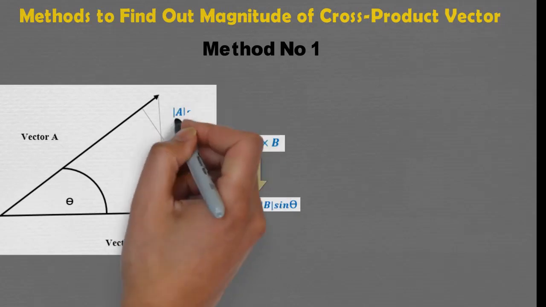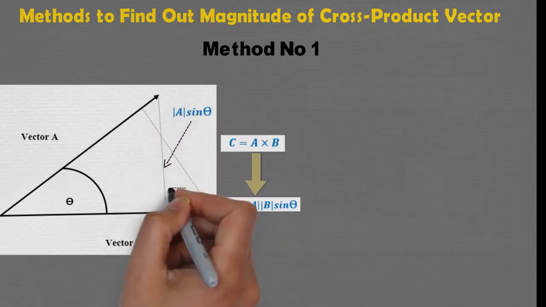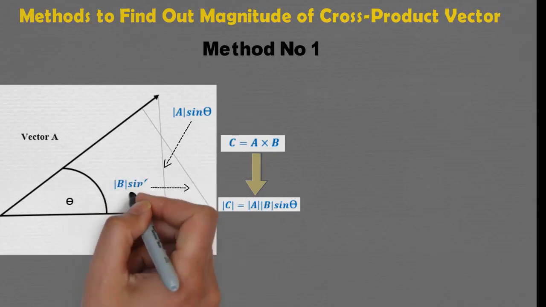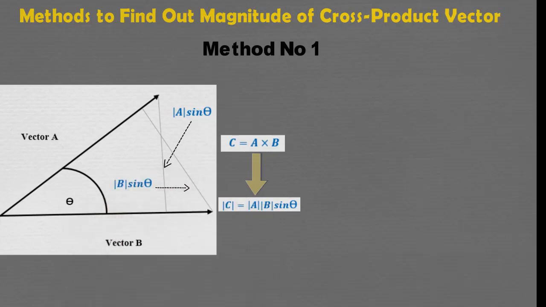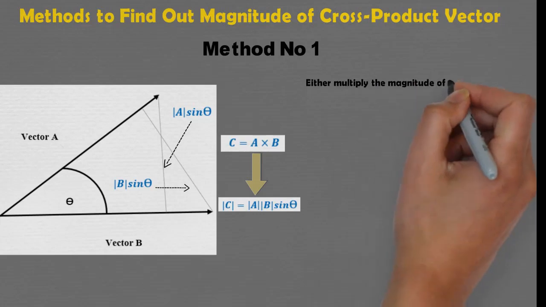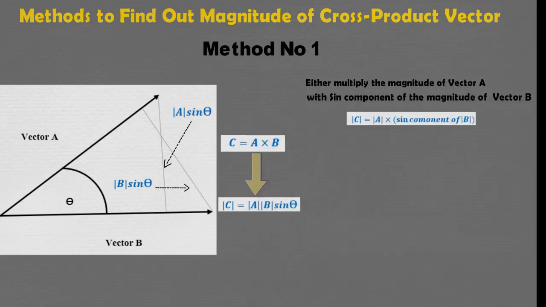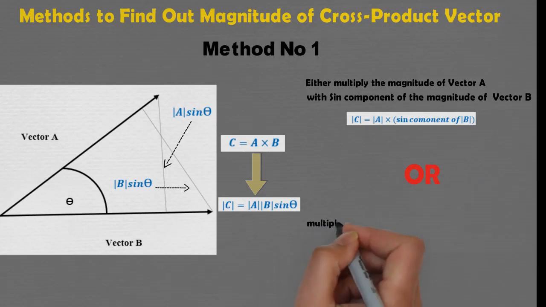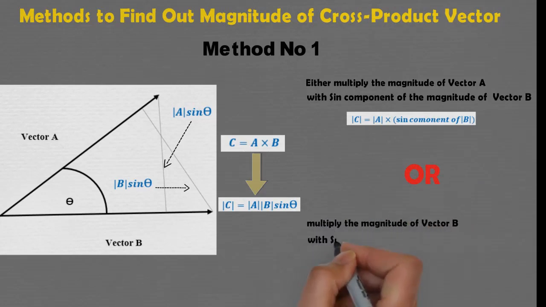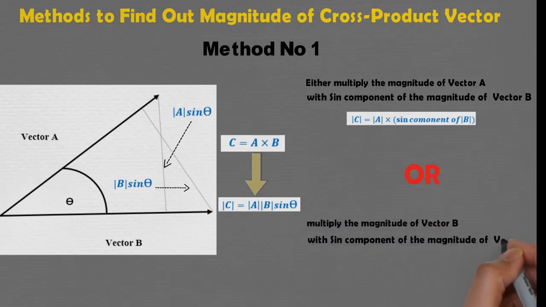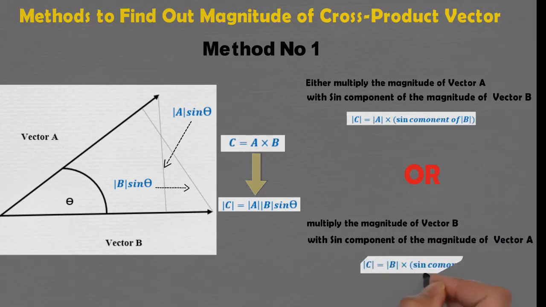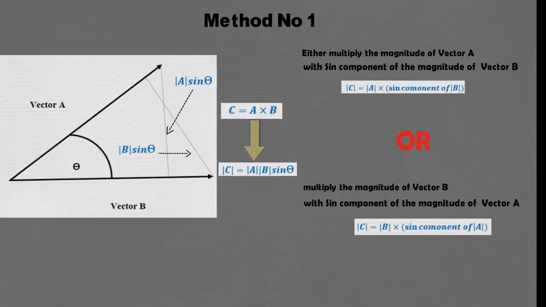Here is the sine component of vector A and this is the sine component of vector B. In evaluating magnitude, either multiply the magnitude of vector A with the sine component of vector B, or multiply the magnitude of vector B with the sine component of vector A. Let's take an example to make things clear.